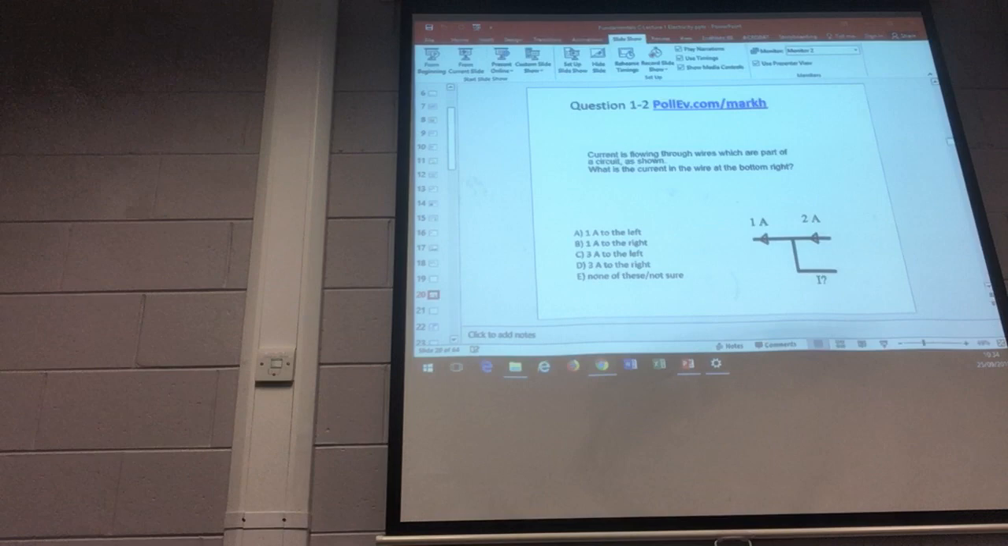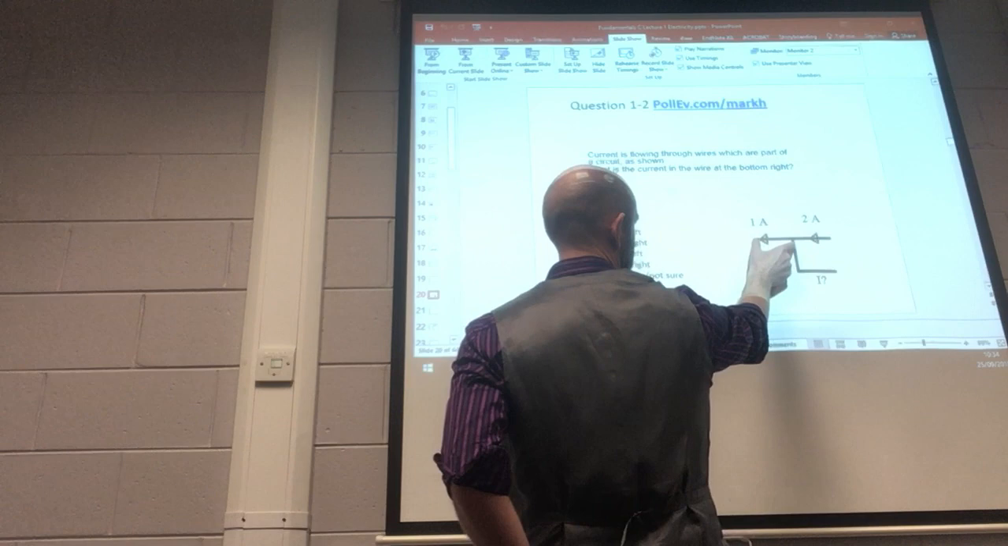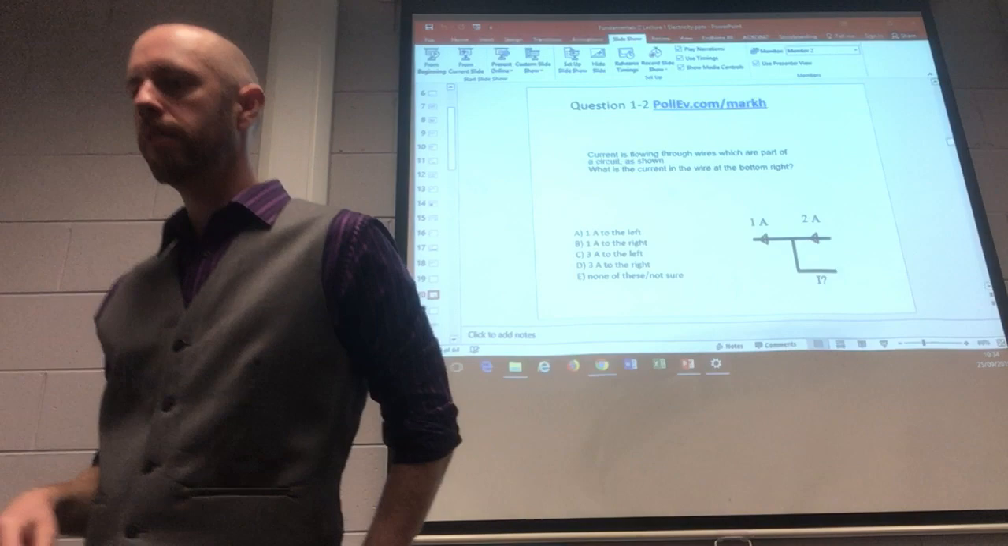Okay. Right, so I think this one's pretty clear. Just everybody chose B, 1 amp to the right. So if you've got 2 amps coming down here, 1 amp comes down here, we must have 1 amp flowing in this direction. So we have 1 amp to the right.